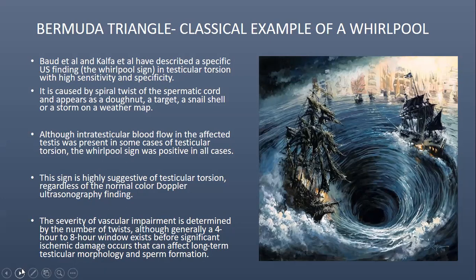That is something to also note, that I've been talking about, that sometimes you might see normal flow, but when the testis has twisted. Usually we give a 4 to 8 hour window before ischemic changes start to occur and long-term effects now start to happen. We can go to the next slide.